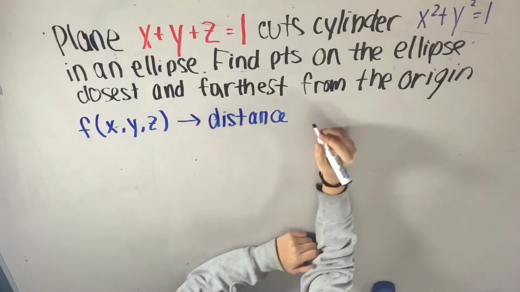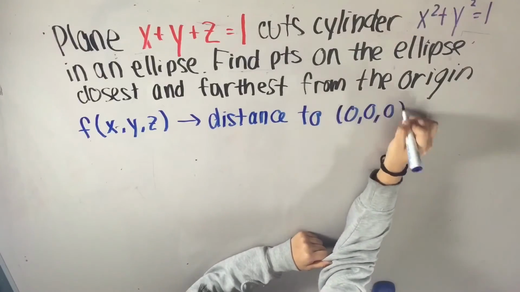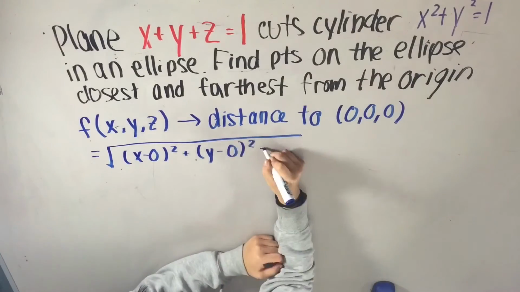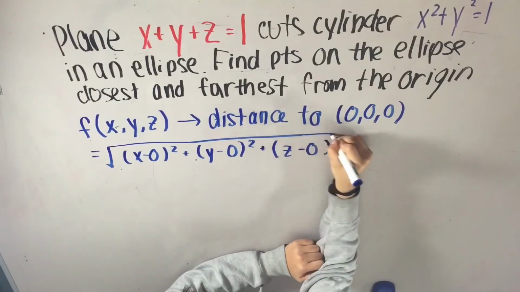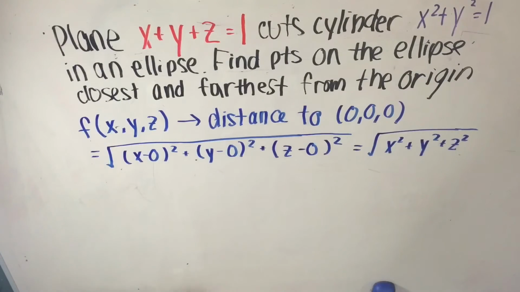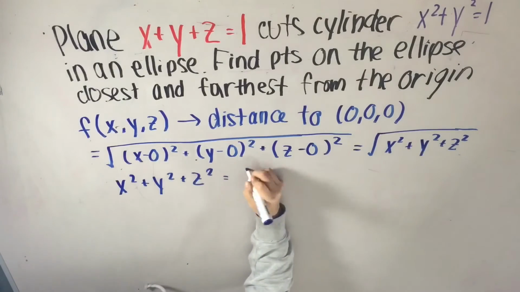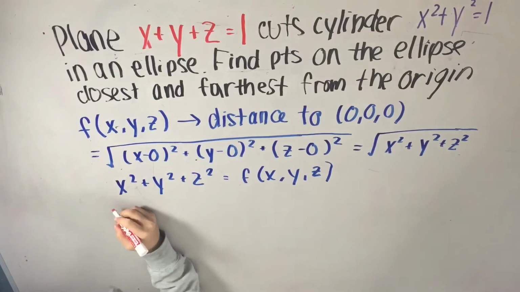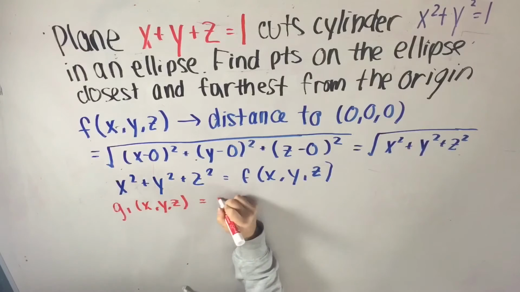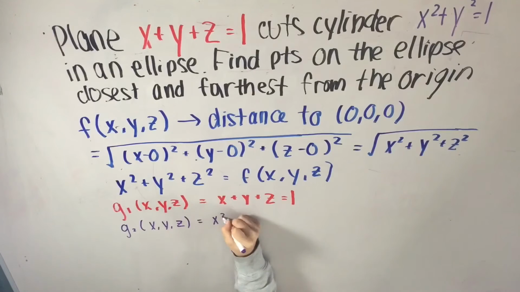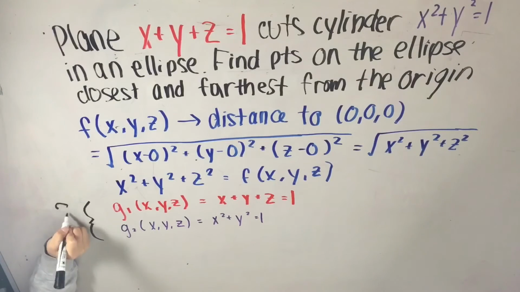So what you're finding is distance. So f(x,y,z) is the distance formula, which is the square root of x squared plus y squared plus z squared. But if you are going to maximize the root of something, you can also maximize that thing without the root. So really, the equation that we're maximizing here is f(x,y,z) = x squared plus y squared plus z squared. Now we have g1(x,y,z), g2(x,y,z), and f(x,y,z), which are the first constraint, the second constraint, and the function.